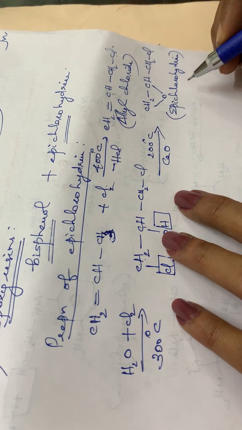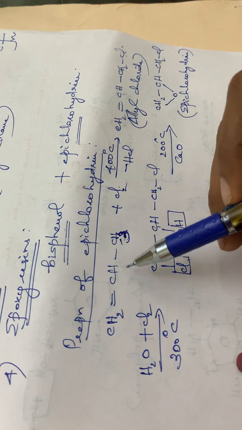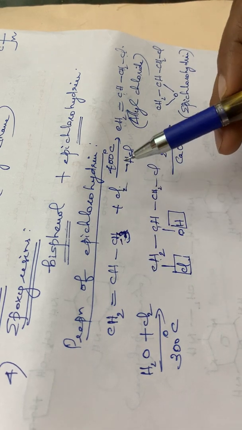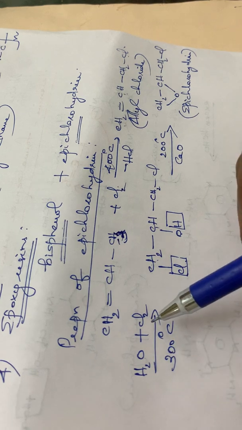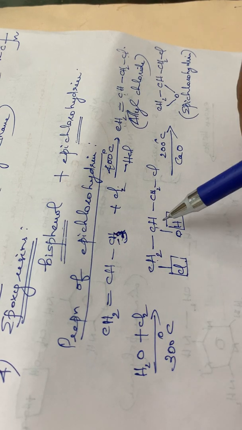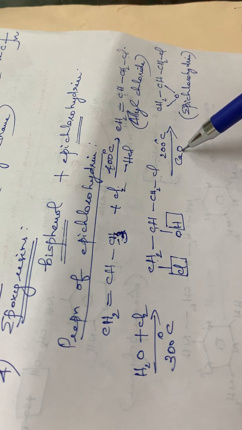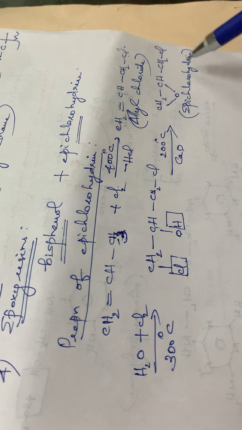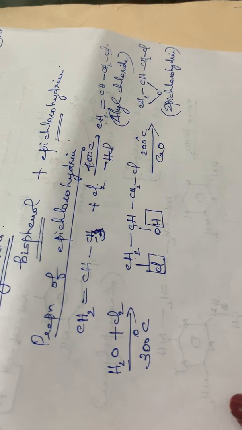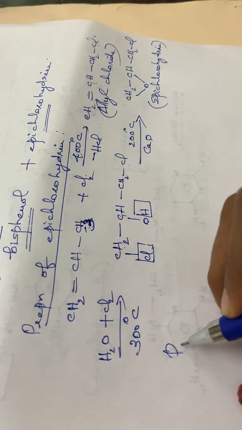So for the preparation of epichlorohydrin, the starting compound is propene. Then on reacting with chlorine, we will be having allyl chloride. Then on heating with water and chlorine, OH group and Cl group will be introduced at the double bond. Then on heating to 200 degrees Celsius with calcium oxide, one HCl will be eliminated, and we will be having this epichlorohydrin. Then the next is the preparation of bisphenol.